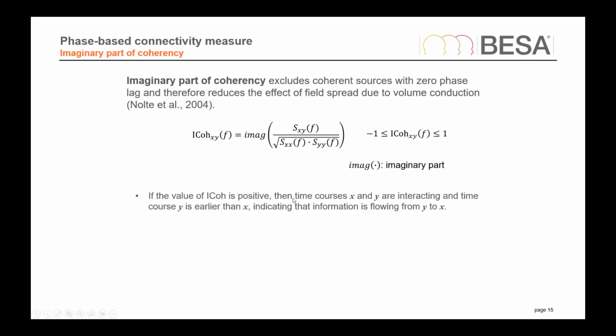And this has a positive effect because it can tell us something about the flow of information. So if the value of the imaginary part of coherency is positive, then the time courses x and y are interacting, and the time course y is earlier than x, which is probably equivalent to saying that if information is flowing from y to x.